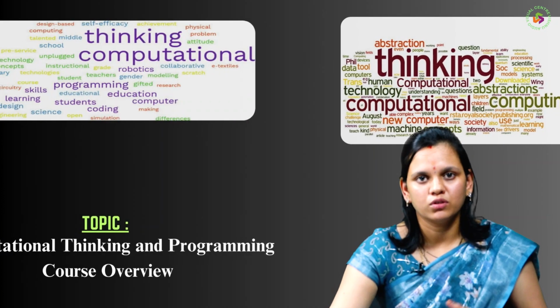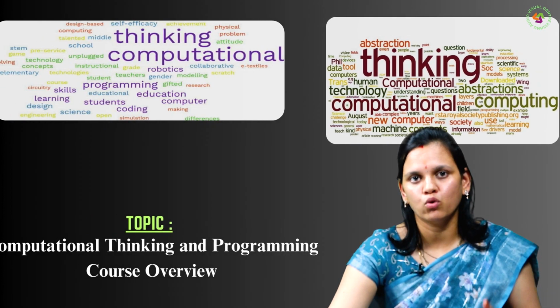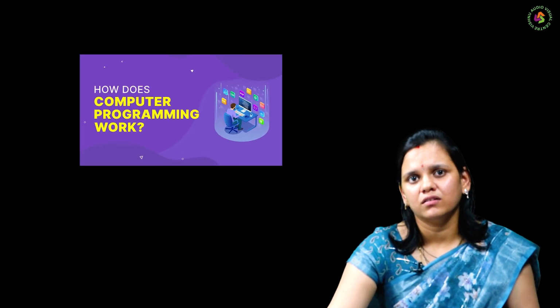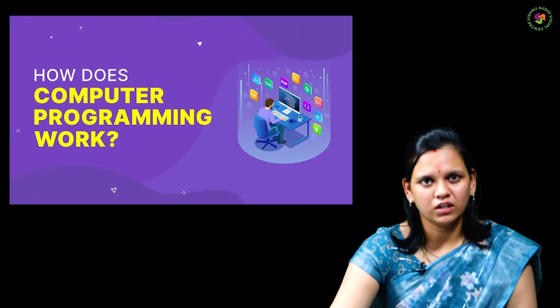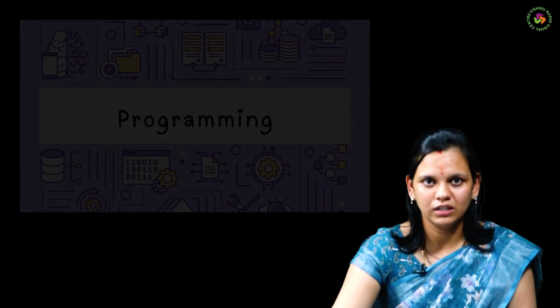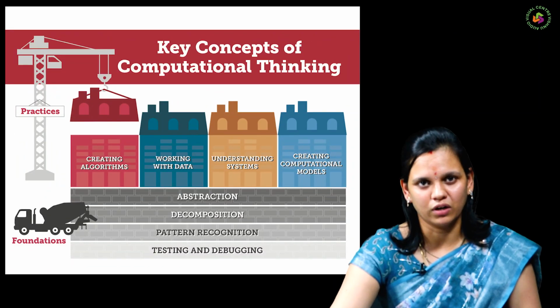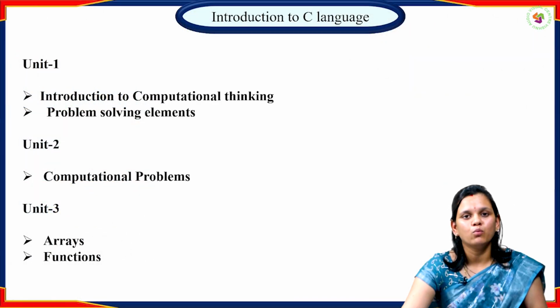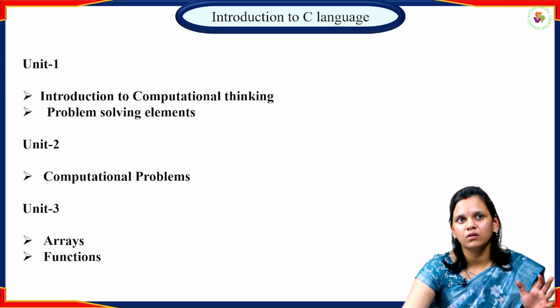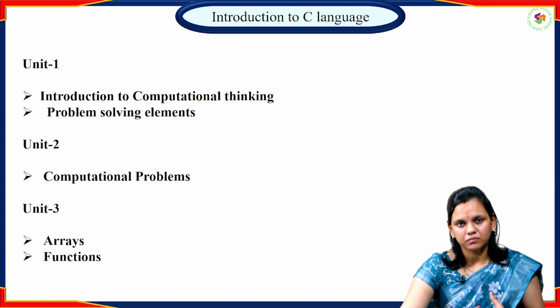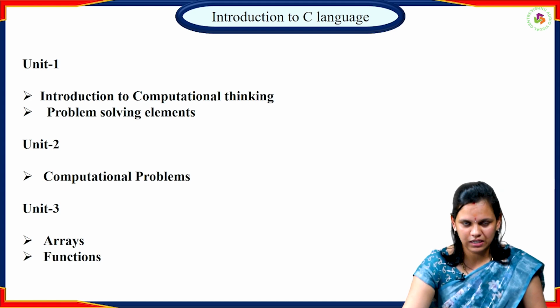So today I am going to give you an overview of the course Computational Thinking and Programming. Why has programming become important these days? Because AI is ruling the world now. In order to understand the basic applications of AI also, we need to understand programming. The advantage of programming is that we will be able to solve problems easily. We have 5 units in this course.